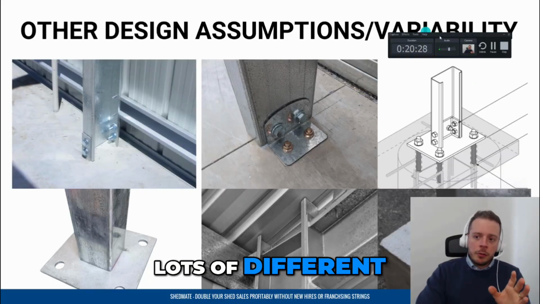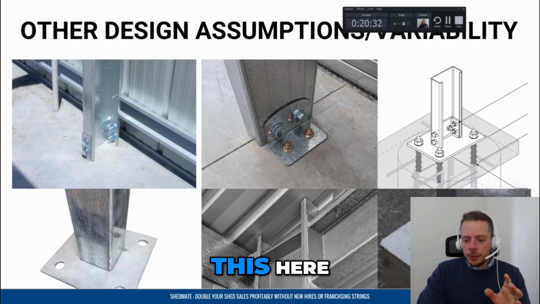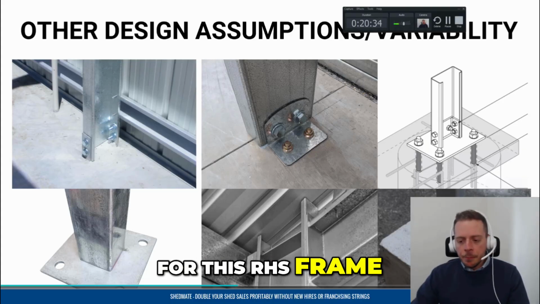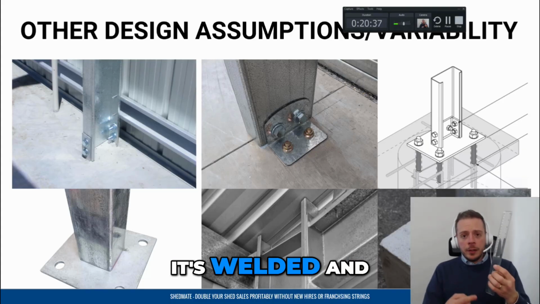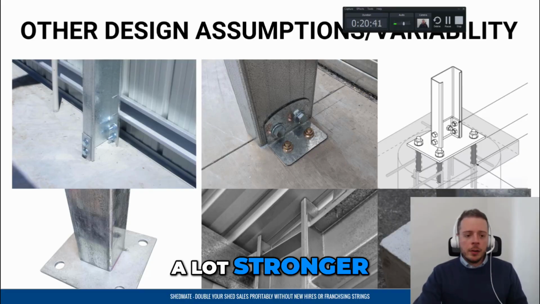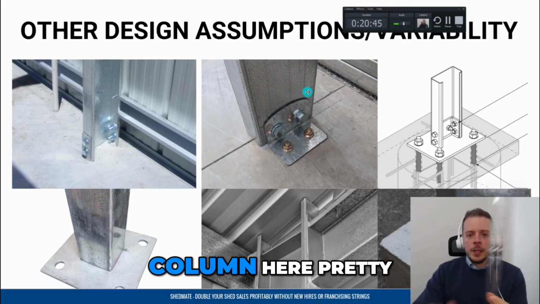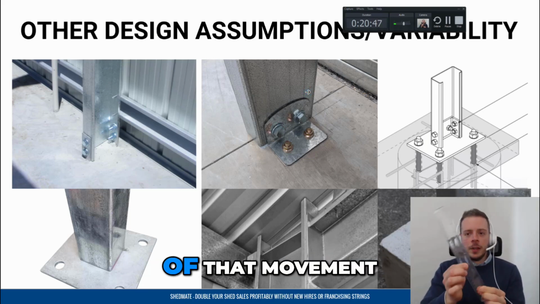So there are lots of different designs out there in the market. For example, this RHS frame, as you can see, is welded and has a base plate with 4 bolts. So this is a lot stronger than this one here that's kind of pinned. And this column here pretty much has the possibility of that movement.